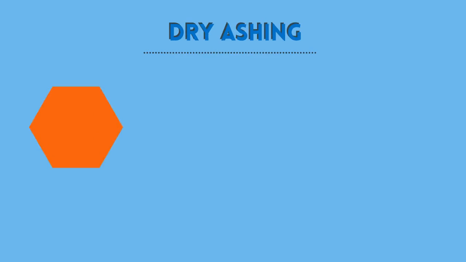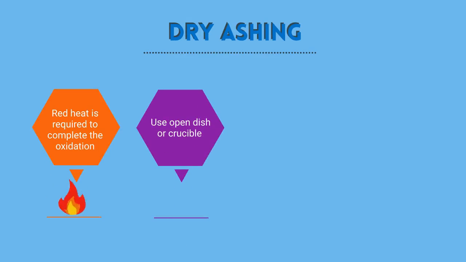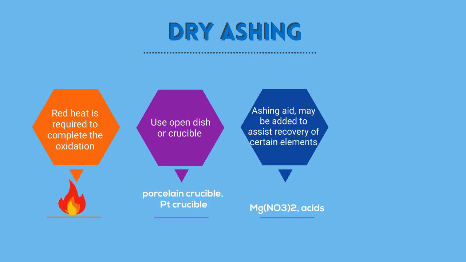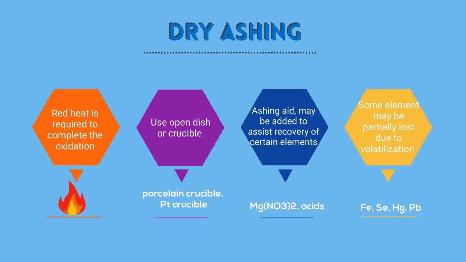Since the dry etching method uses a very high temperature in a muffle furnace, some of the elements may be partially lost due to the volatilizations. So in order to assist the recovery of certain elements, etching aid may be added.